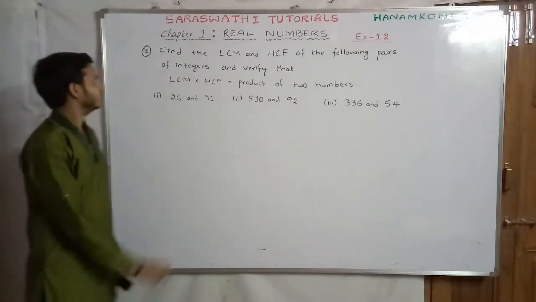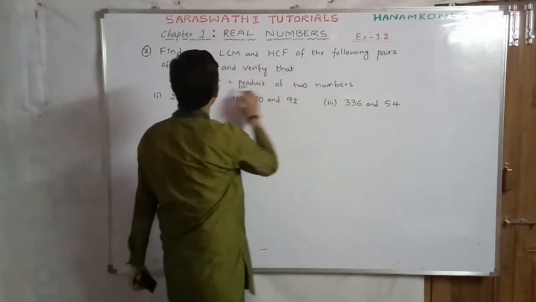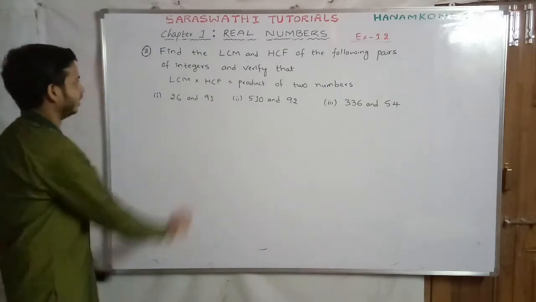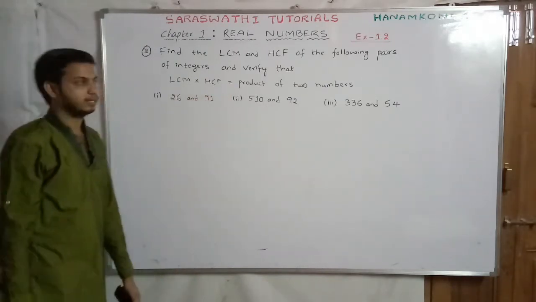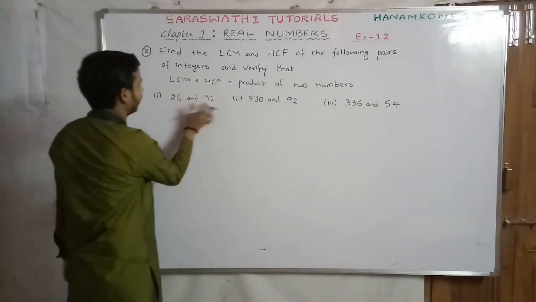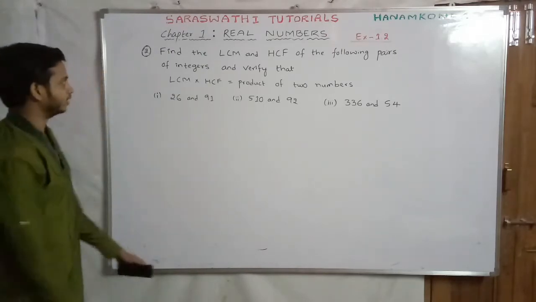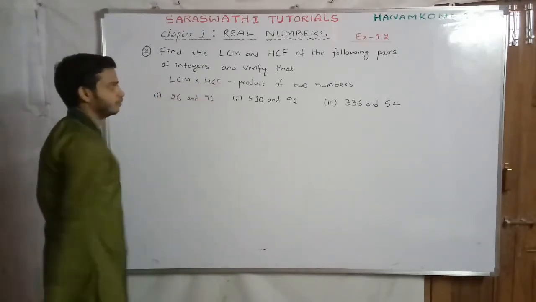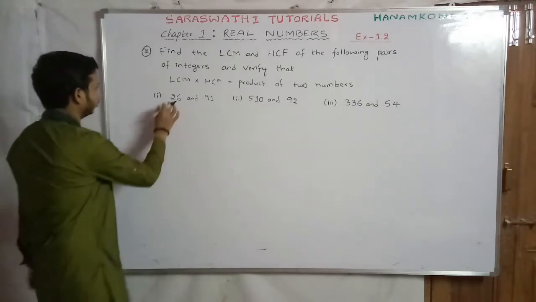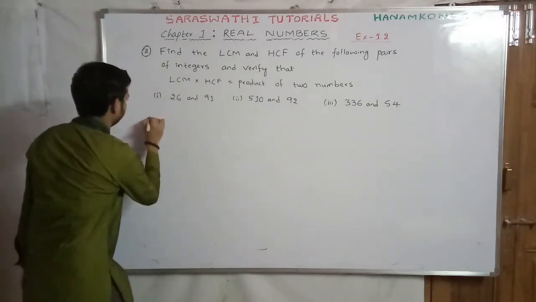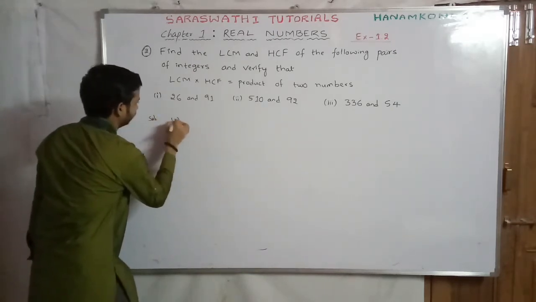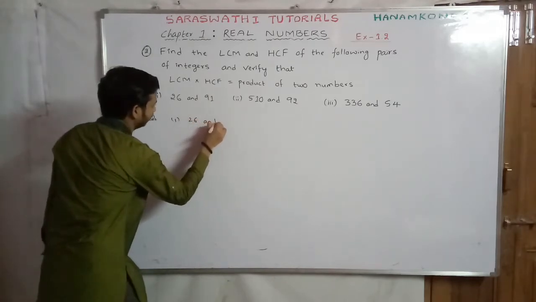So the next question is: find the LCM and HCF of the following pair of integers and verify that LCM into HCF equals the product of the two numbers. Okay, so we have to find the LCM and HCF of the following pair of integers and verify that LCM into HCF equals the product of the two numbers. Let us solve the first one. Given 26 and 91.